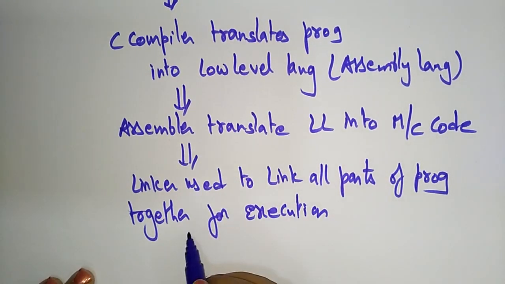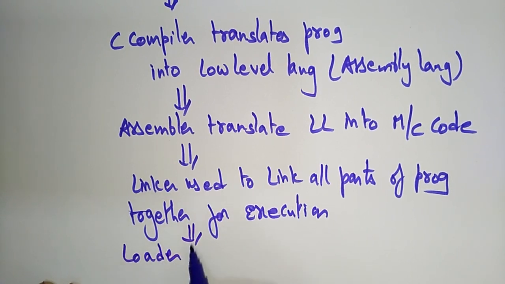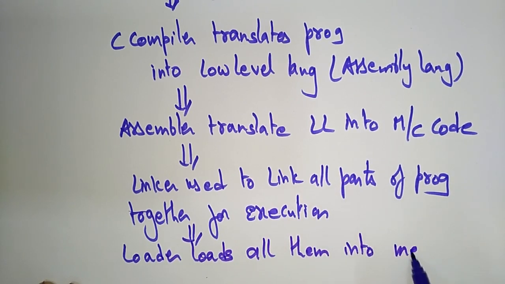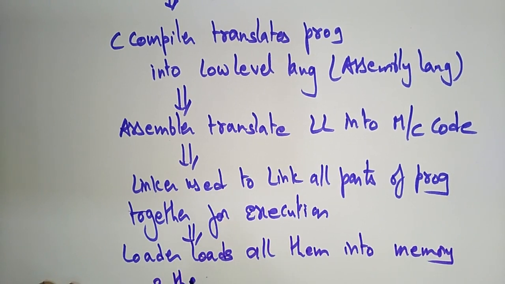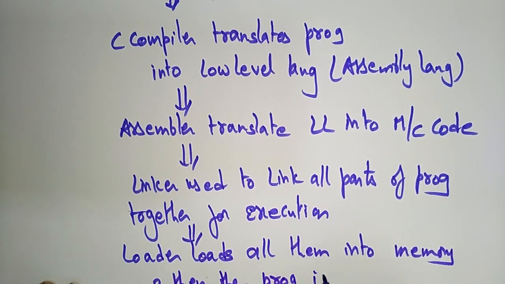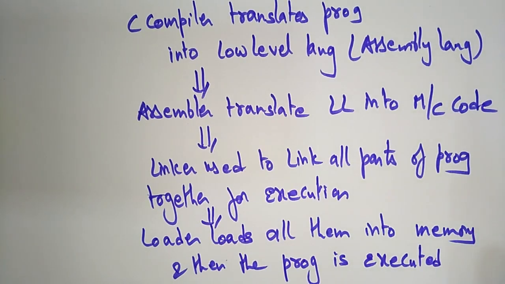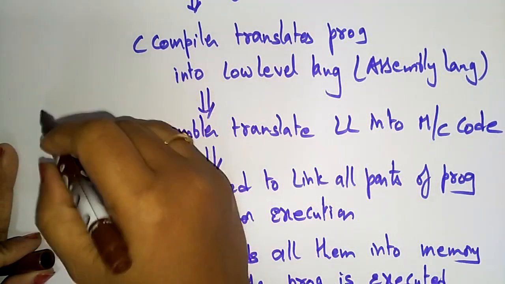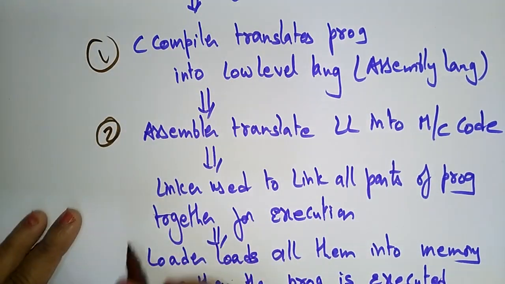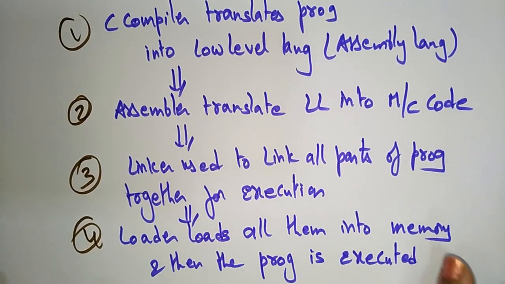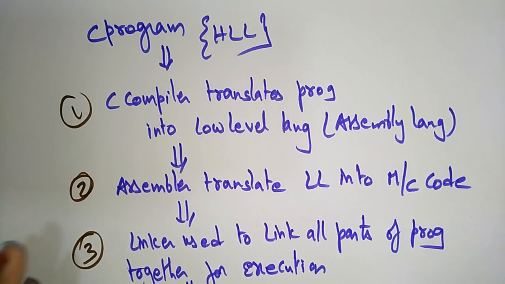After linking, finally the loader. What will the loader do? The loader loads all of them into memory, and then the program is executed. These are the steps followed by the language processing system. Whatever program you write goes through this format: first the compiler, next the assembler, next the linker helps, and finally the loader. The loader loads all of them into memory, and then the program is executed. So this is the general language processing system.